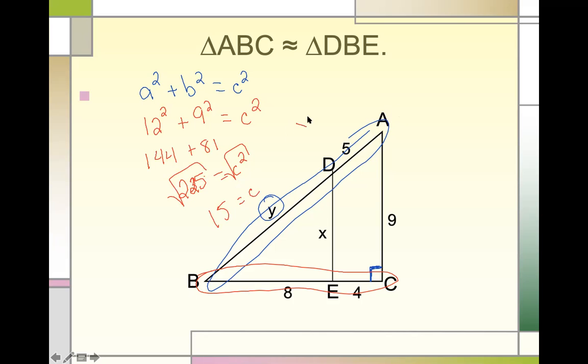So what's the value of y? 10. Very good.